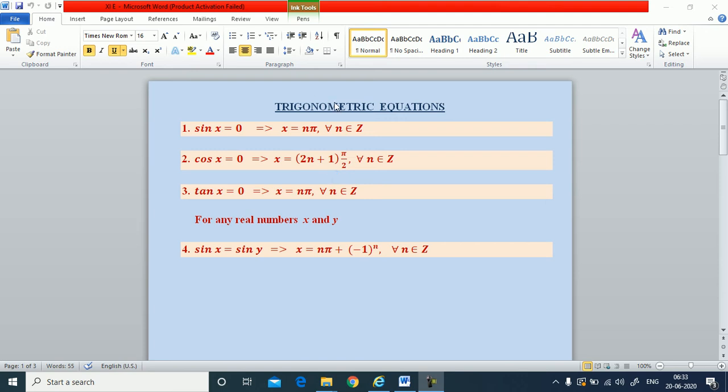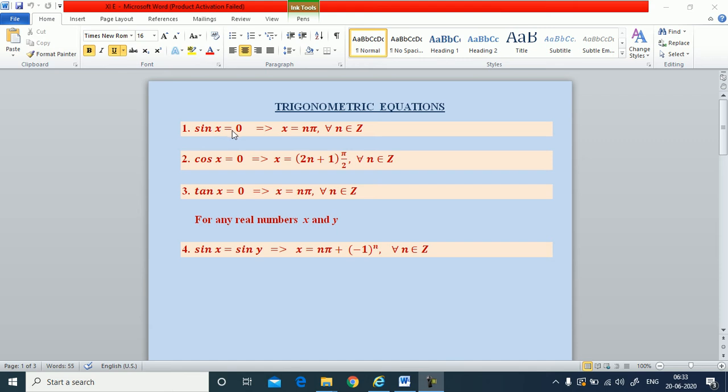Today we will explore trigonometric equations. Okay, see the first one. It says if sine x is 0, then the possible angles x can be is n pi. This is the general expression for x.